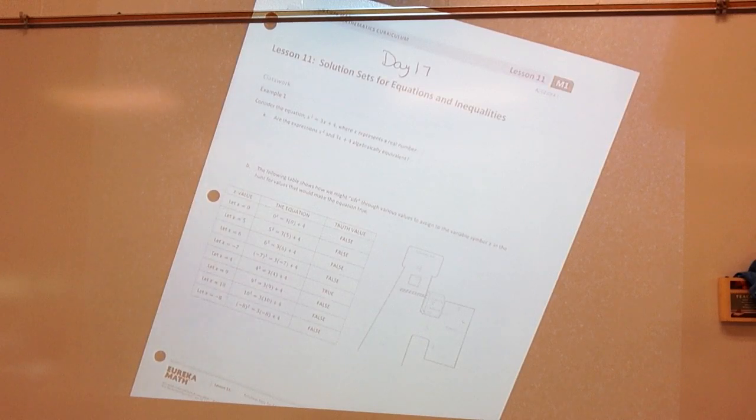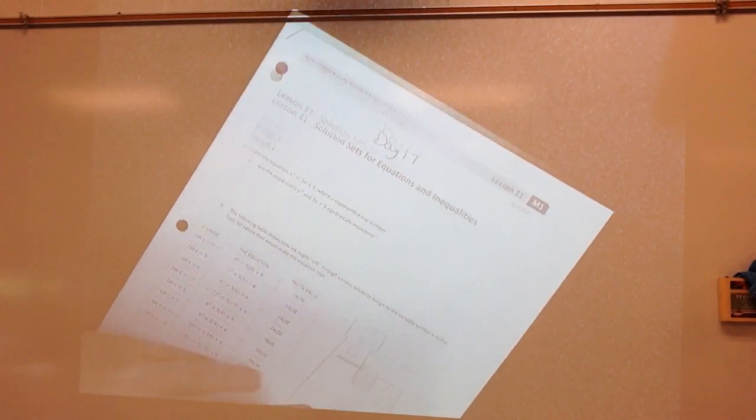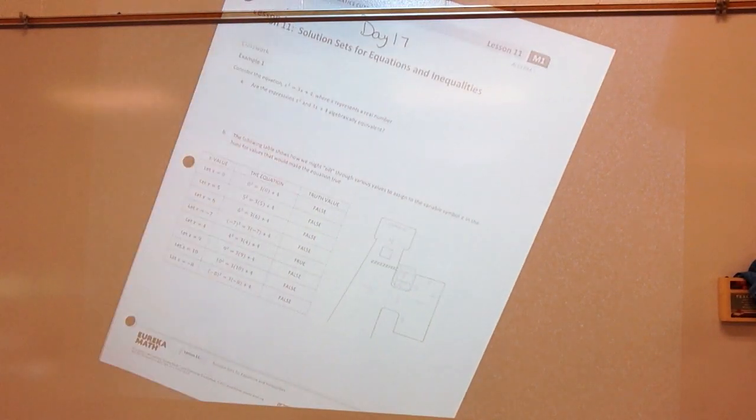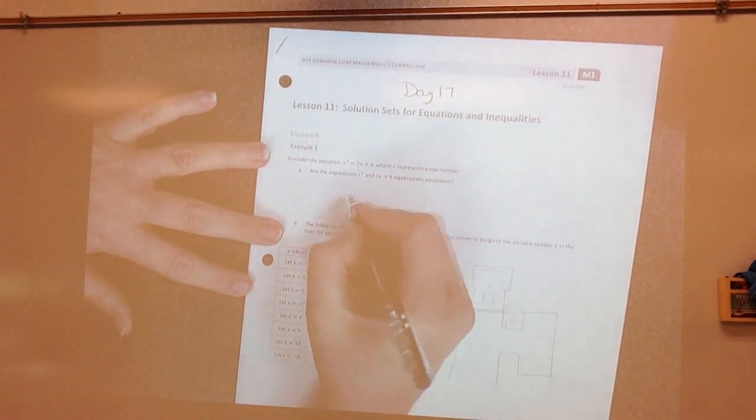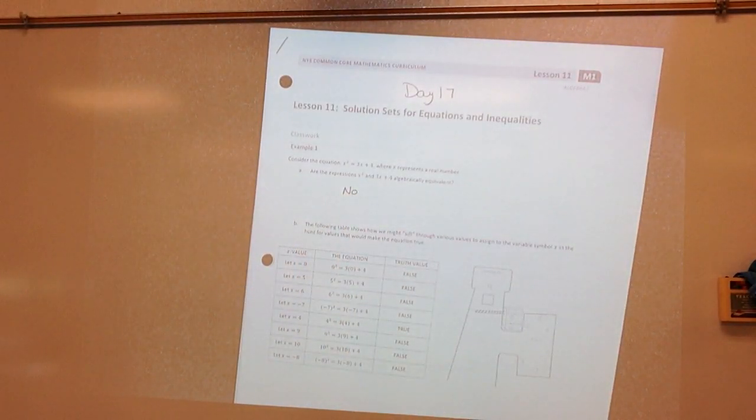So this packet is a little long, but we're just going to run through it and see what we can get accomplished. All right, so consider the equation x squared is equal to 3x plus 4, where x represents a real number. Are the expressions x squared and 3x plus 4 algebraically equivalent? In other words, are they the same on both sides? They are not. So they are not algebraically equivalent. So we cannot guarantee that there will be any real value of x that will make this equation true.